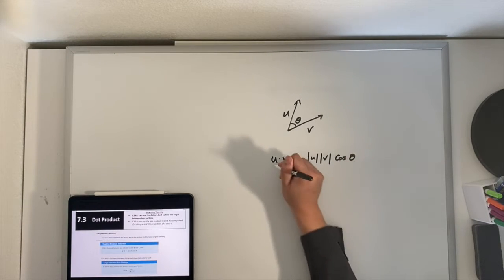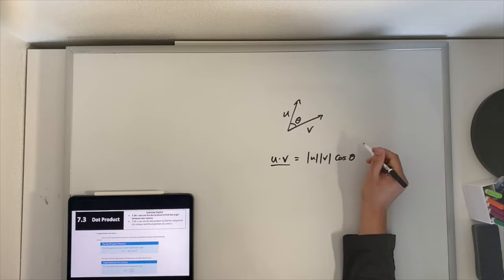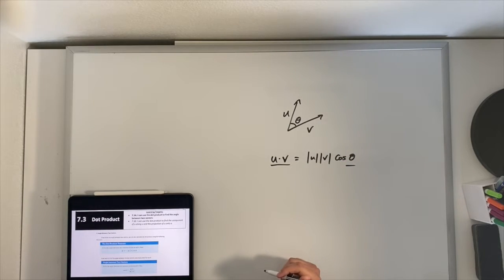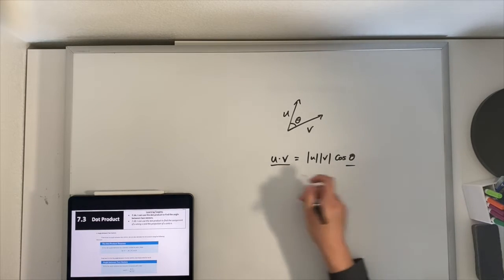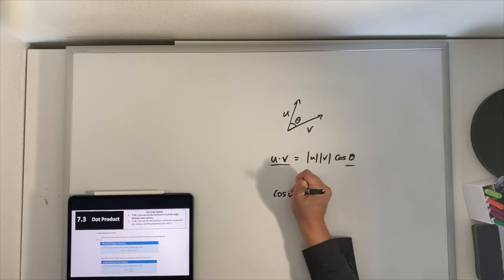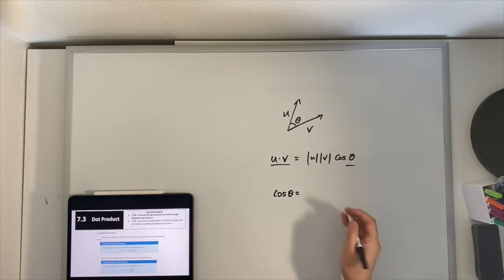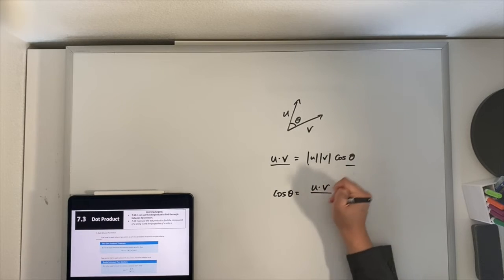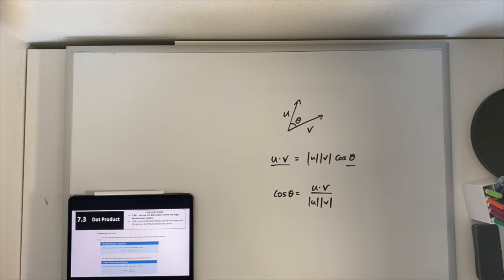If instead we know the dot product and we want to solve for the angle between two vectors, because the dot product itself isn't terribly difficult to calculate, then we just rearrange this, solve for cosine of theta, which means dividing both sides by the magnitudes, and we end up with this pretty straightforward formula. The cosine of the angle between two vectors is the dot product divided by the magnitude of each vector.